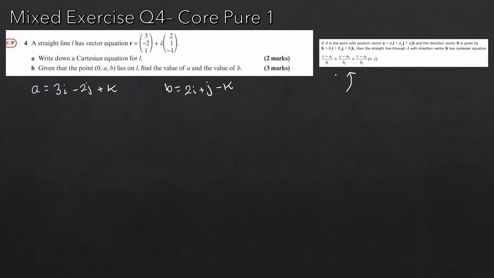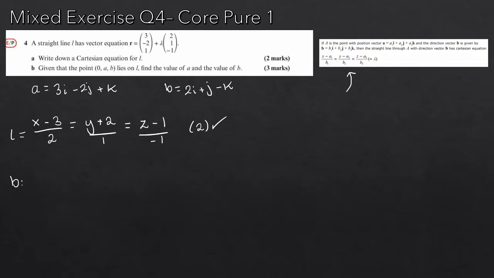Now what we've got to do is get it into this form here. That's going to be x minus a1, where a1 is 3, so minus 3, over b1, which is 2. This is going to be equal to y minus minus 2, so plus 2, all over b2, which is just 1. And then finally it's going to be z minus 1, all over minus 1. So that is simply L: x minus 3 over 2 equals y plus 2 over 1 equals z minus 1 over minus 1. Okay, so that's the first 2 marks done.